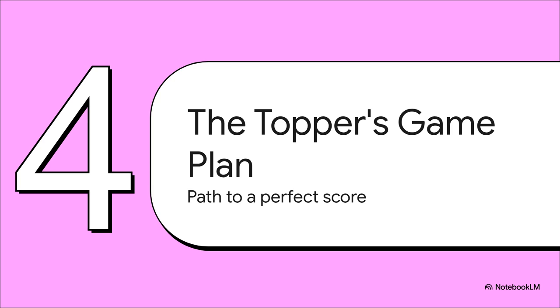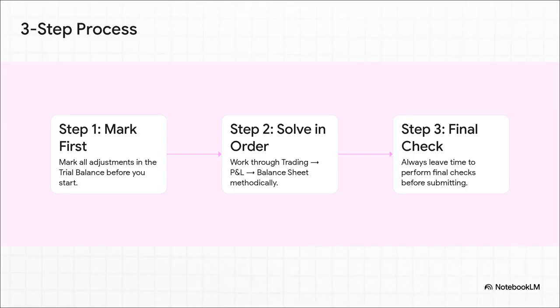Okay, we've got all the pieces of the puzzle. The rules, the adjustments, the secret codes. Now, let's put it all together into a clear, step-by-step game plan. This is the exact process you need to follow in the exam to nail that perfect score. This 3-step process is your road to victory.